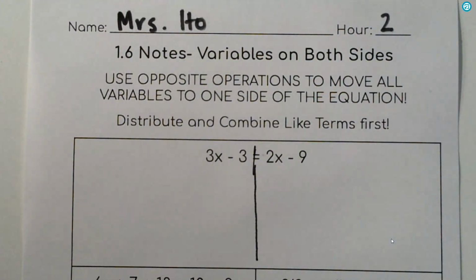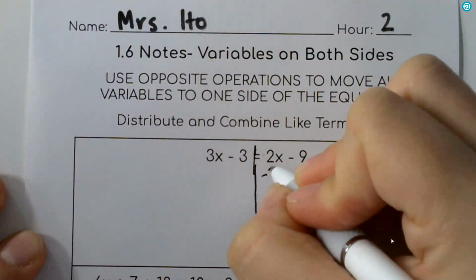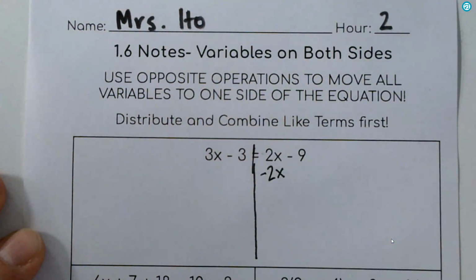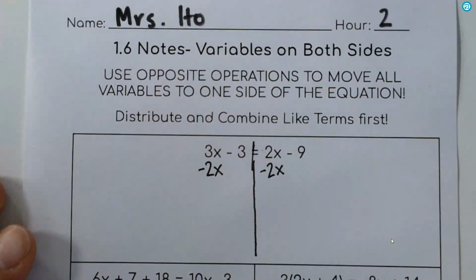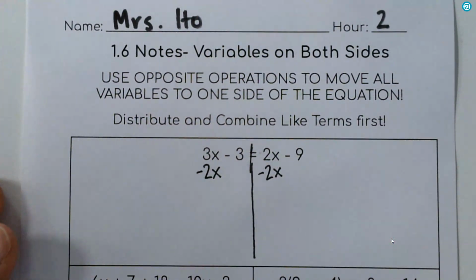So I am going to take that 2x that's on the right, and I want to move it to the left. How I get it off the right side is subtract 2x. Anything I do to one side of the equation, I have to do to the other. And I do it to the x's since that's what I'm combining.